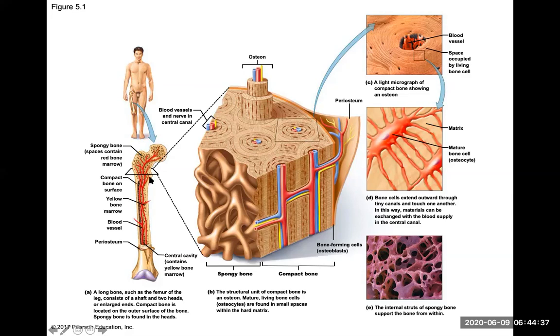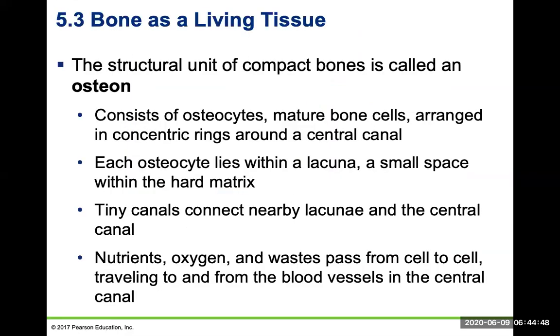You can see that bone is vascular. That means there are blood vessels running through it. So bone is very much a living tissue with blood vessels, veins, arteries, and nerves running through it. That osteon is the structural unit of compact bone. It consists of osteocytes, which are the mature bone cells arranged in rings around a central canal. Each osteocyte lies within what we call a lacuna, which is a small space, and tiny canals connect nearby lacunae and the central canal so they can communicate. So nutrients, oxygen, and waste can pass from cell to cell.